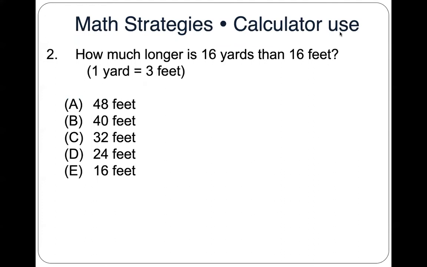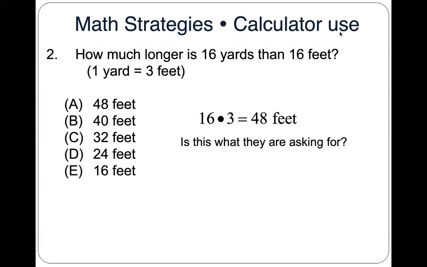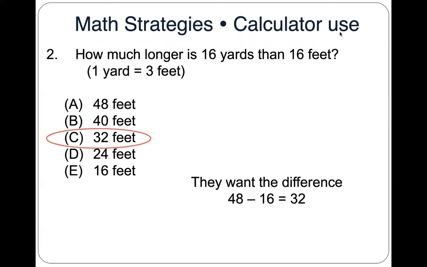All right, so for number 2, how much longer is 16 yards than 16 feet? And they give you the reminder that 1 yard equals 3 feet. Pause the video if you want to try this on your own before hearing my instruction and explanation. So 16 times 3 equals 48 feet. And notice that 48 feet does show up in the answer choices. But again, that's not what they're asking you. They are asking you for the difference. So you're going to take the 48 minus the 16 to get your 32.